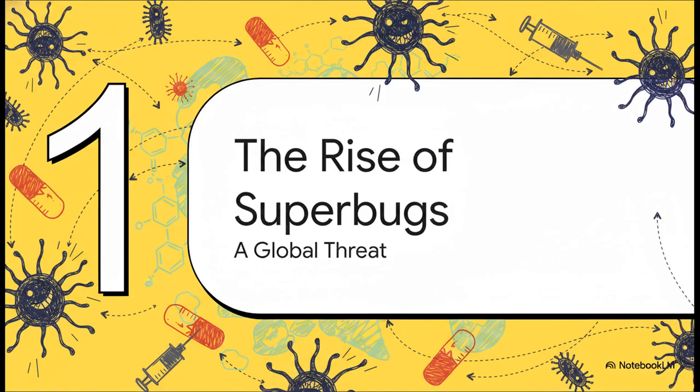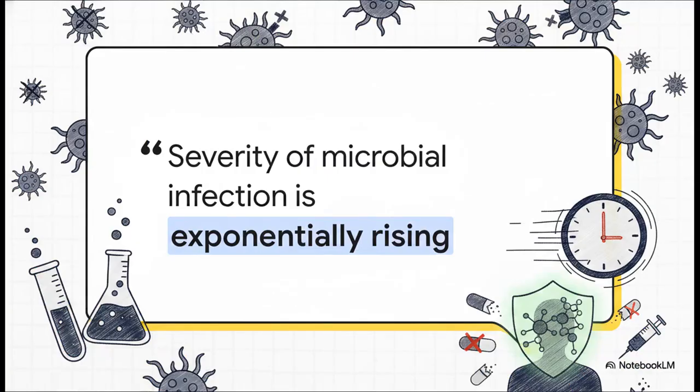Section 1. The Rise of Superbugs, a Global Threat. Now, the stakes for this research, they absolutely couldn't be higher. Microbial infections are exponentially rising across the globe right now because of our own human activities and the totally terrifying rise of drug-resistant superbugs. The everyday antibacterials we've relied on for decades, they are rapidly losing their effectiveness. It's a real problem. We are literally in a race against time to discover completely new therapeutics just to safeguard humanity.